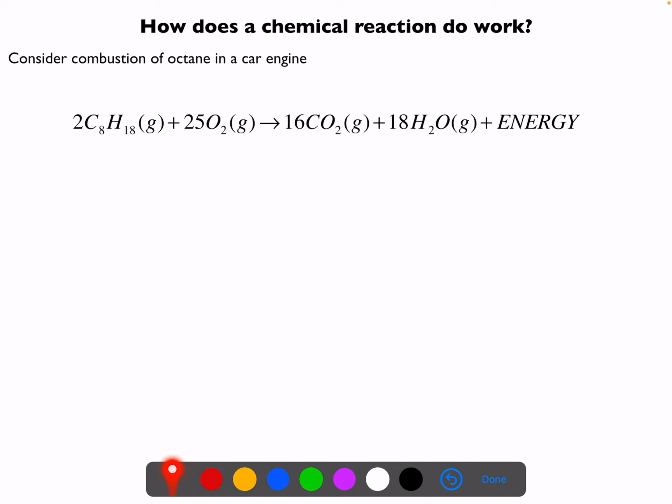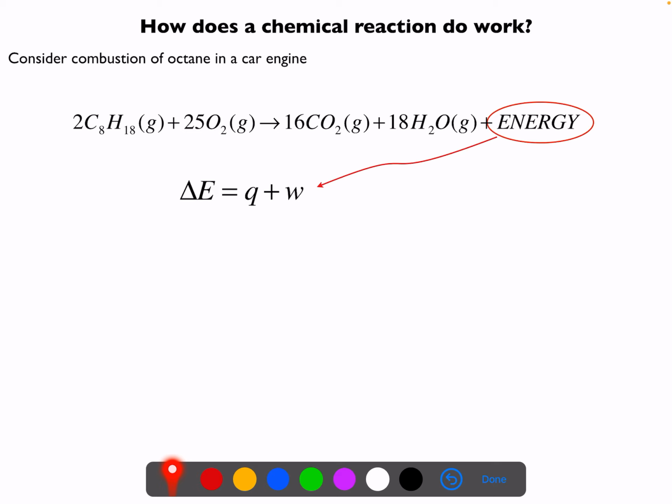All right. So again, how does a chemical reaction do work? Let's talk about this quickly, and this idea of where we get energy from and how we get work out of it. If we consider the example of your car, the combustion of octane. This equation shows octane, C8H18, in the presence of O2, produces carbon dioxide, water, and energy. This is what takes place in your car, and this is the energy that moves your car.